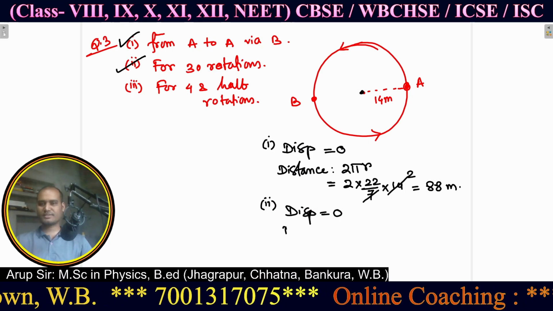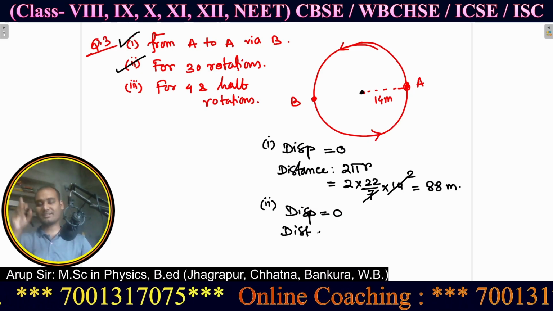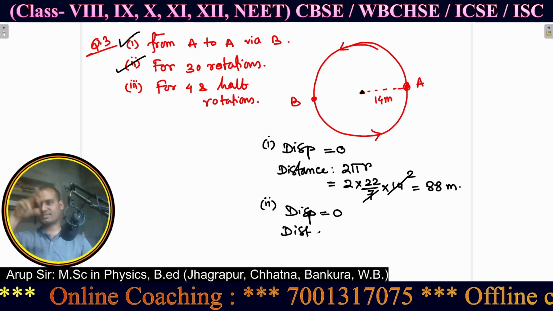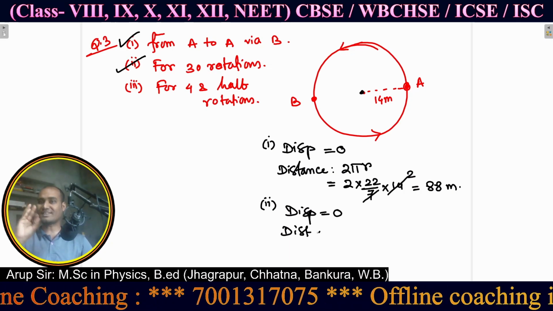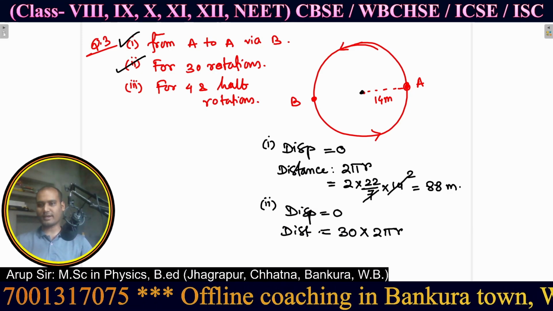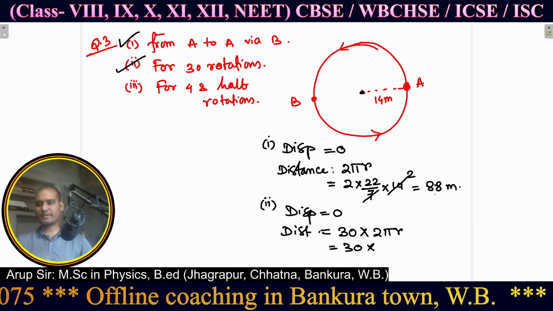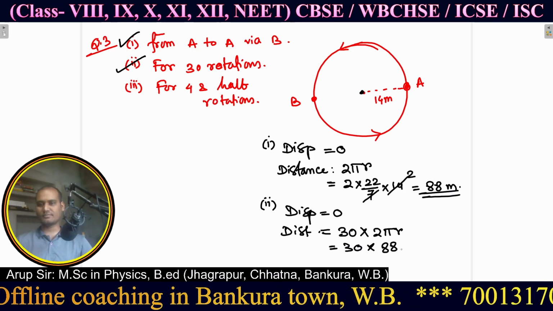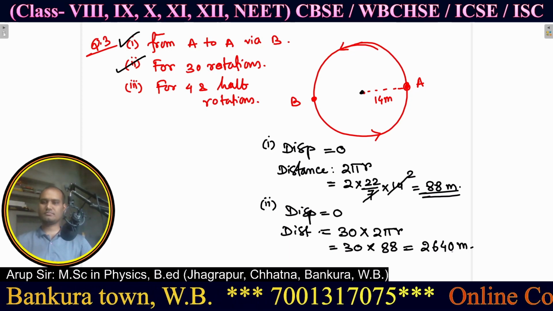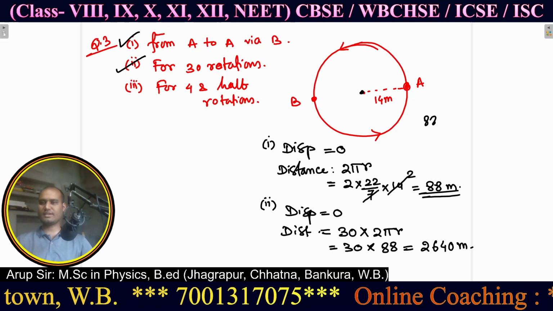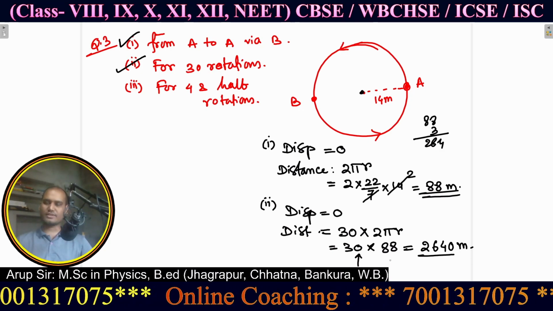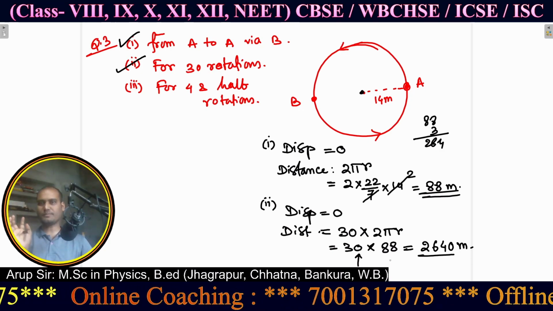Okay, now distance means total 30 rotations, means 1 circumference, 2 circumference, 3 circumference, 4 circumference. This is how total 30 circumference. So distance will be 30 circumference, means 30 into 2 pi r. We have already calculated this as 88 meters. So how much is it getting? 88 into 3, how much? 264, and 264, and for this 0 it is 2640 meter. Okay, so this is the concept for 30 rotations.